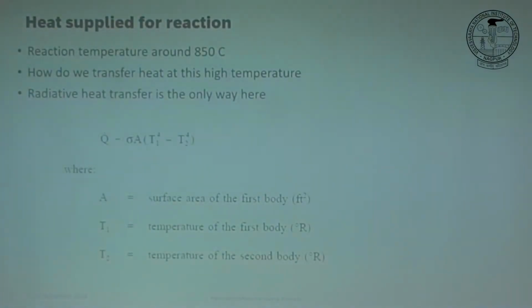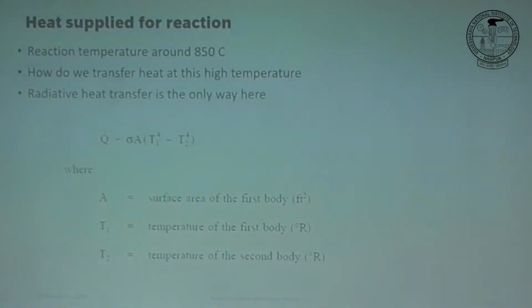Okay, so earlier we already fixed the reaction temperature. We selected 850. How do we supply heat at such a high temperature? So what are the heat transfer modes you guys are familiar with? Sorry, please. Yes? Conduction, convection and radiation, right?